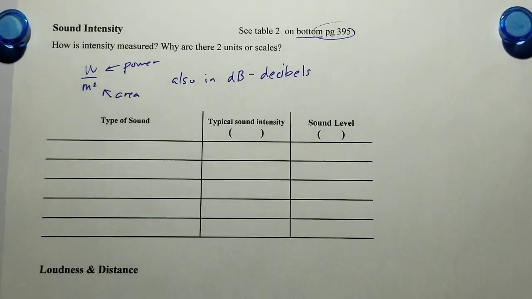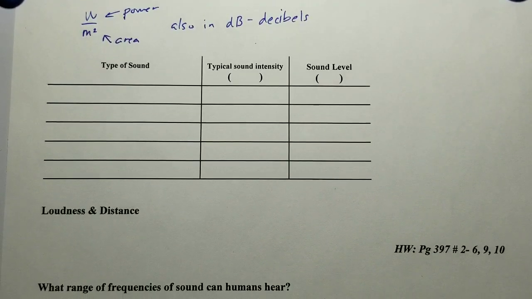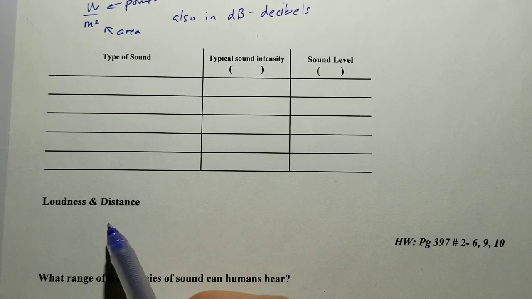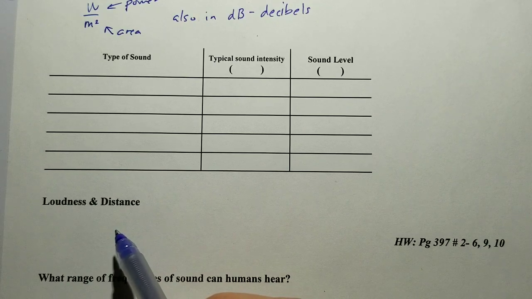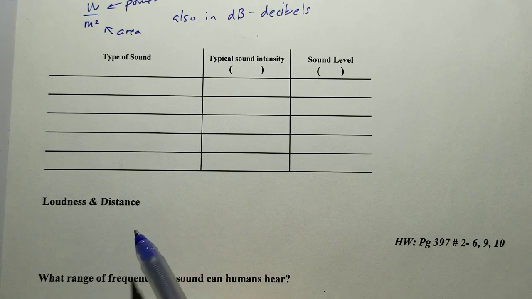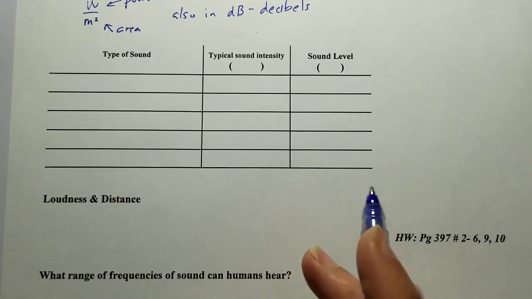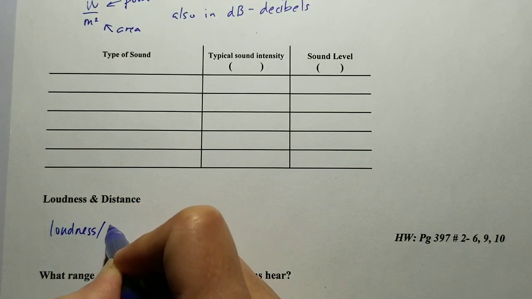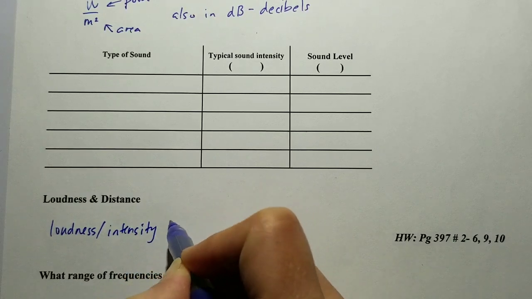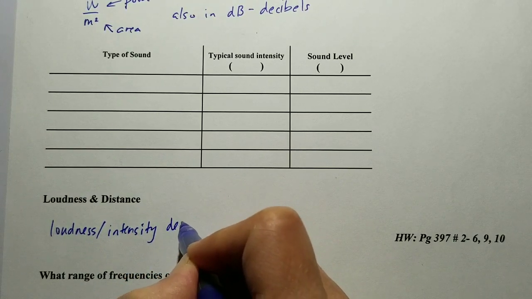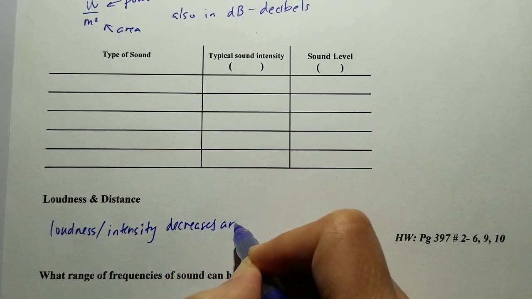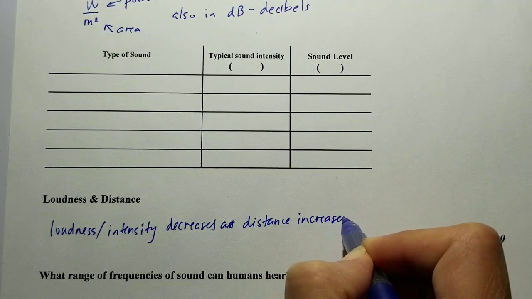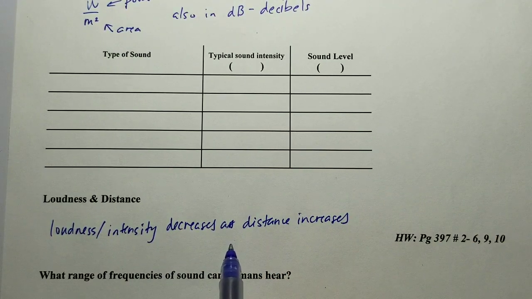And then we're going to talk about loudness and distance. This, I think, is probably pretty common knowledge, but if you have somebody yelling right in your ear, it's going to hurt. If that same person is yelling at the same volume, but they're all the way across the room, it's not going to hurt as much. So the loudness, or the intensity, decreases as distance increases. So this would be an inverse relationship.